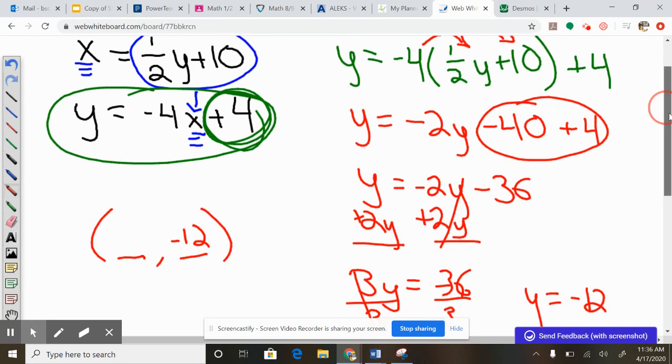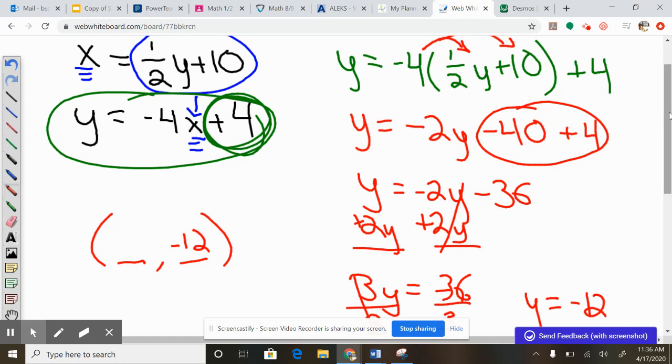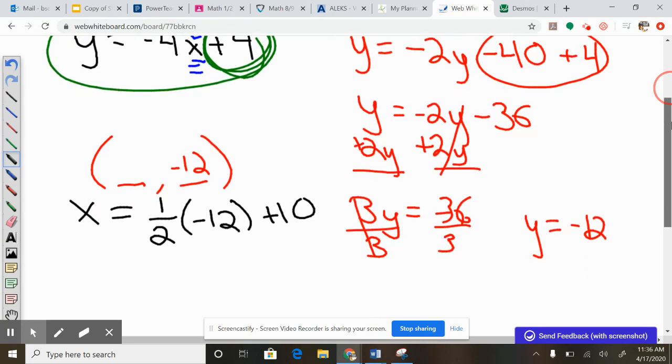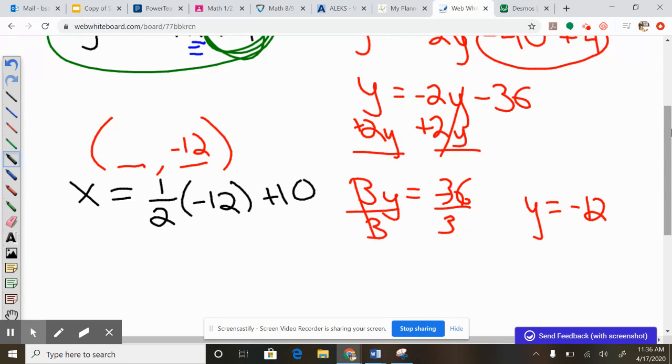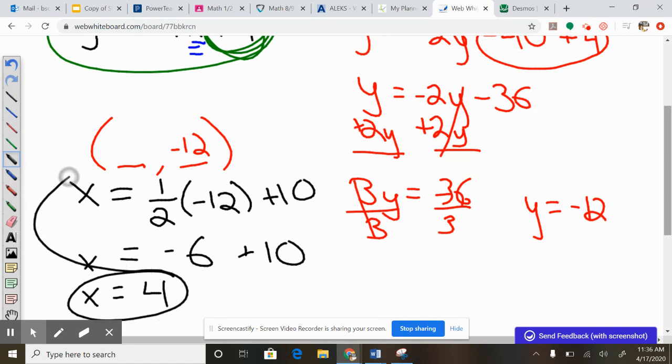So let me change colors here. That top equation, x equals 1/2 y plus 10. Now that I know y is -12, I plug it in and add 10. So half of -12 is -6 plus 10. I'm going to get x equals 4. And I can go ahead and plug that in right there.